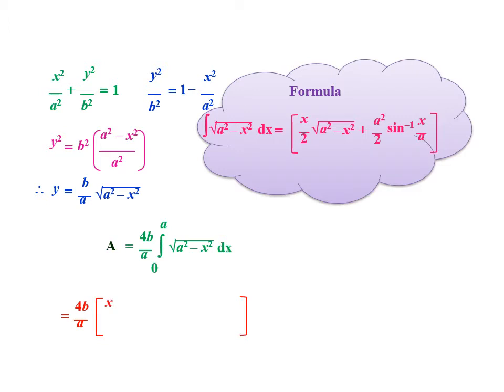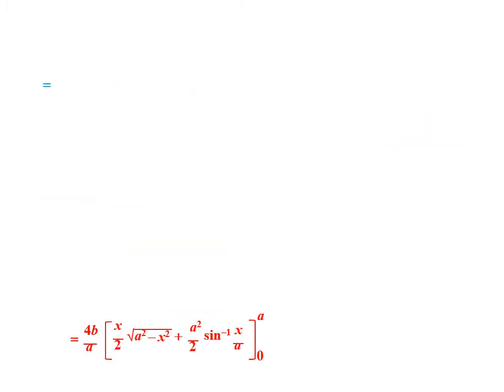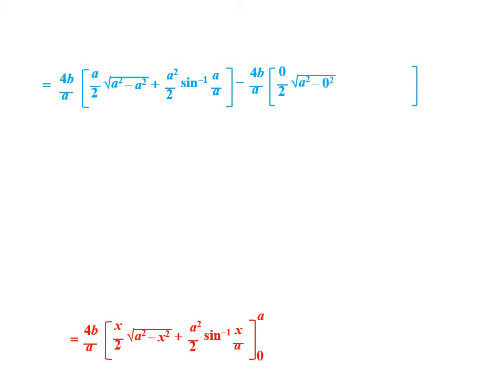So 4 by b by a, keep it as it is. Apply the integral formula for root of a square minus x square, which on simplifying we get x by 2 root of a square minus x square plus a square by 2 sine inverse x by a under the limits. So on simplifying it further, a by 2 root of a square minus a square plus a square by 2 sine inverse a by a, minus 0 plus a square by 2 sine inverse 0.